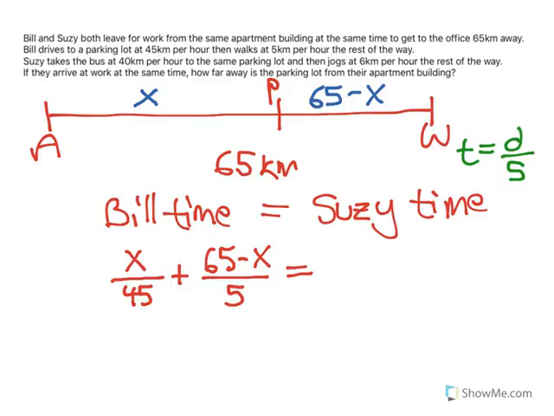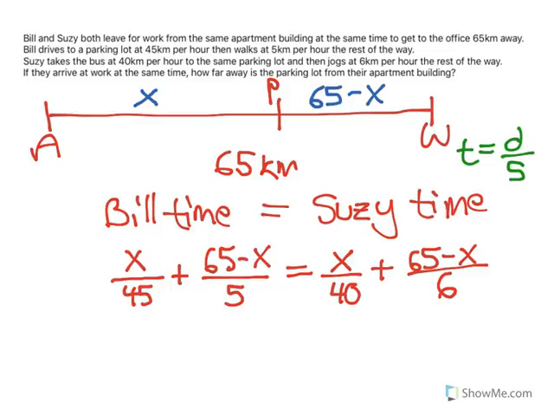Susie's very similar. She's traveling the X distance at 40 kilometers an hour on the bus, plus she's going the rest of the way, the 65 minus X, at 6 kilometers per hour. Okay, so you can see how these are both equations for time, and we're setting them equal because they travel for the same amount of time.